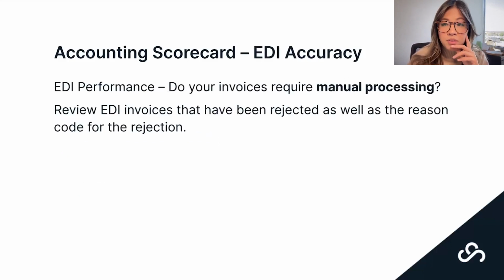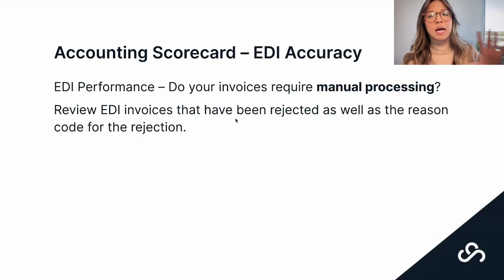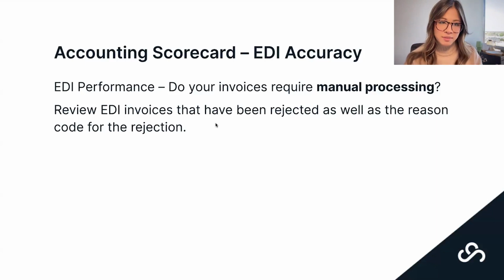For EDI performance, the question that this particular app is helping answer is, do your invoices require manual processing? If so, review EDI invoices that have been rejected, as well as the reason code for the rejection. So again, I'm using a broader brushstroke. Usually, if you have done business with Walmart for a while, your EDI should be pretty keyed in. But if you're newer to the space, this is something you should probably check in on as you're ramping up with Walmart to make sure that all the POs and all the invoices are getting transferred correctly.